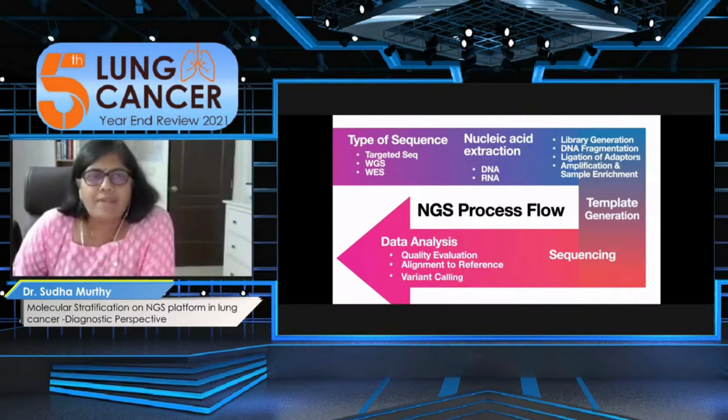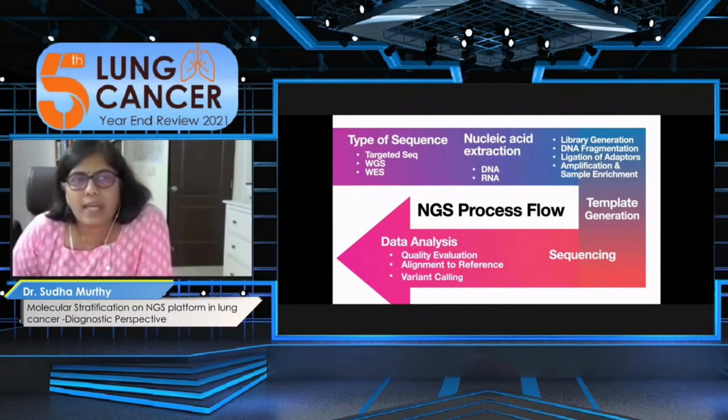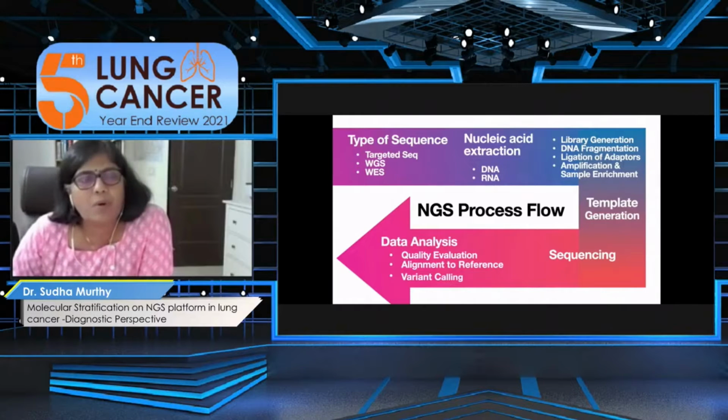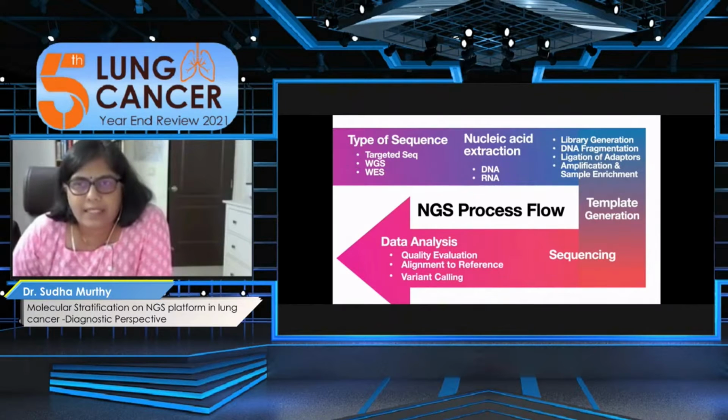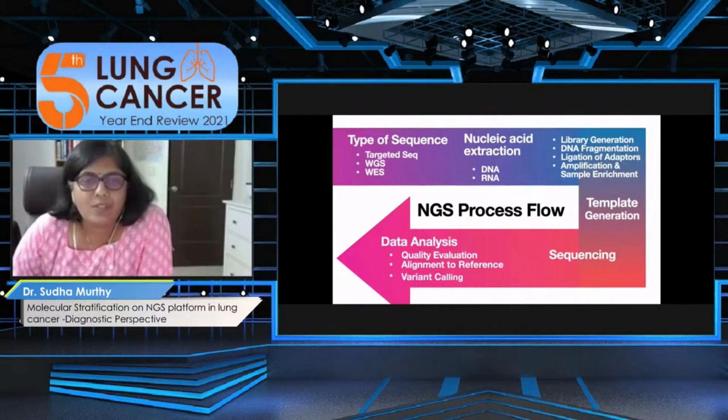So these are the different steps of NGS. You have to ascertain whether you're looking at targeted sequencing, whole exome or whole genome sequencing, and then the nucleic acid extraction, library generation, DNA fragmentation, template generation, sequencing. Each of these processes is highly governed by quality measures.